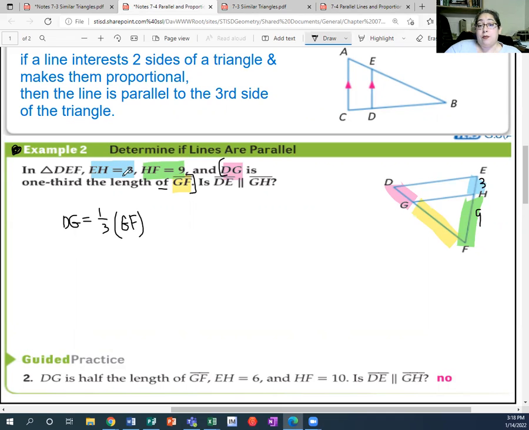Let me first set up these two, because remember, if we can show that this side is proportional to this side, that means I can write a fraction with these two lengths and it'll be the same as the fraction of these two lengths. I can say that these other lines here are parallel. So I'm going to write the fraction EH over HF. EH was 3. HF was 9. And if I reduce that, if I simplify that fraction, I'm going to get 1/3. Because 3 and 9 are both divisible by 3.